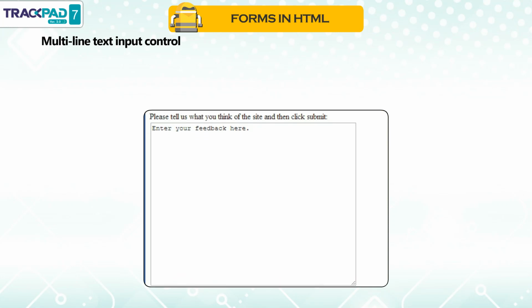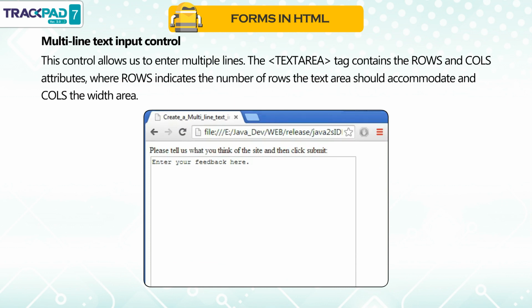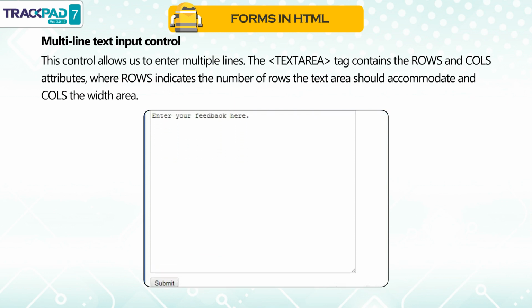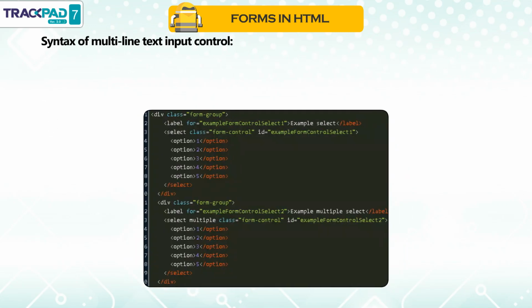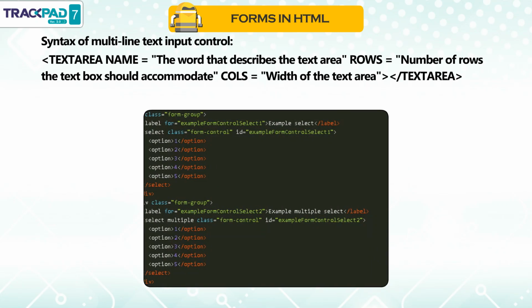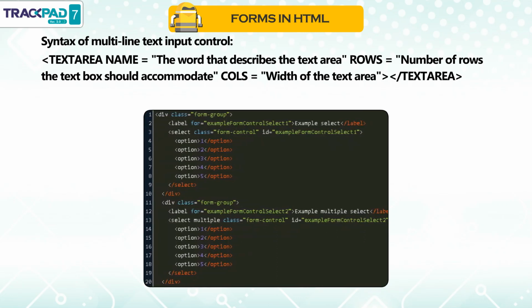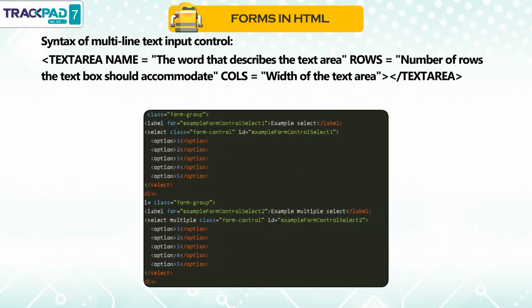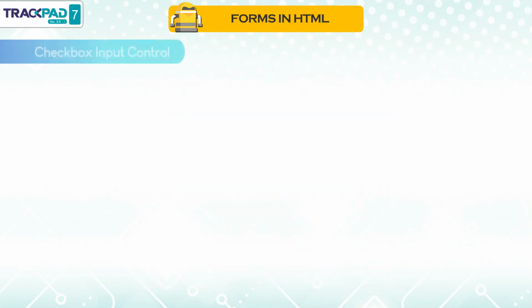Multi-line text input control. This control allows us to enter multiple lines. The text area tag contains the rows and columns attribute where rows indicate the number of rows the text area should accommodate and the columns the width of the area. Syntax of multi-line text input control. Text area name equal to the word that describes the text area, rows equal to number of rows the text box should accommodate, columns equal to width of the text area, /text area.